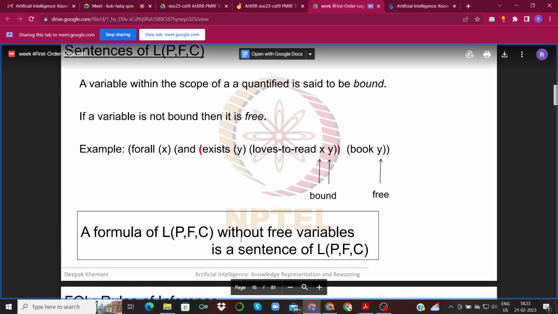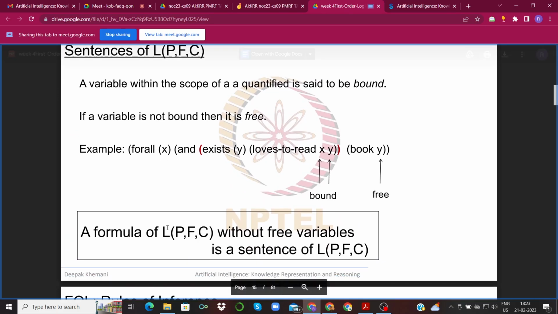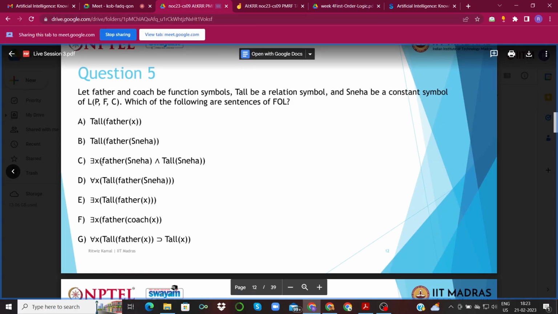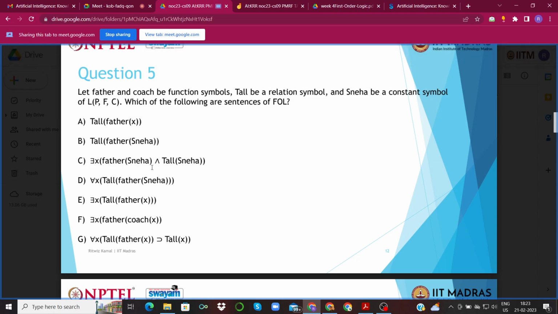A formula without free variables is a sentence, right? Yes, sir. Here, in the C option, we are logically connecting using a logical and connective. We are connecting tall Sneha. Okay, this is good. This is a formula because tall is a predicate and Sneha is a constant symbol.